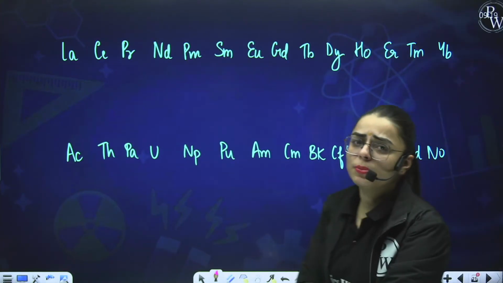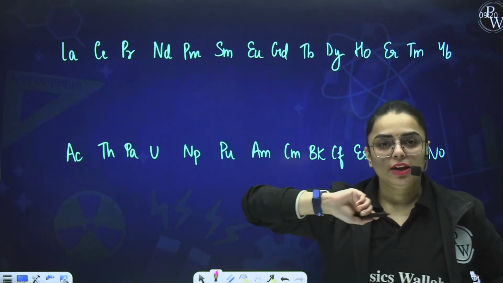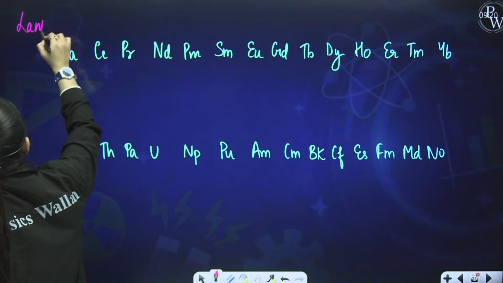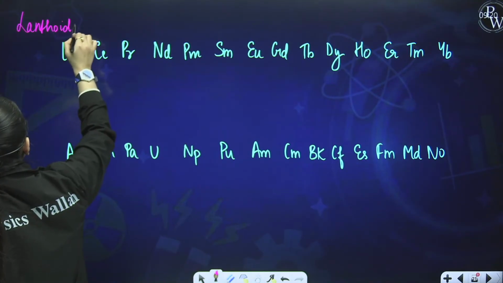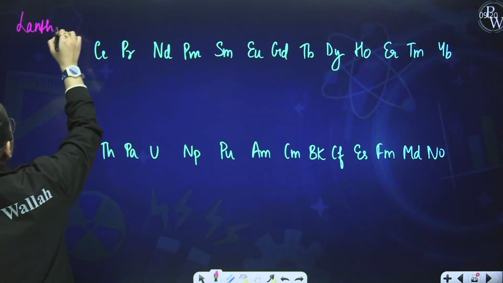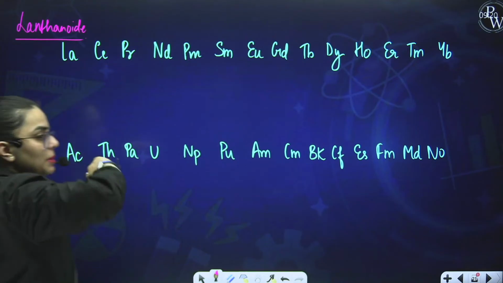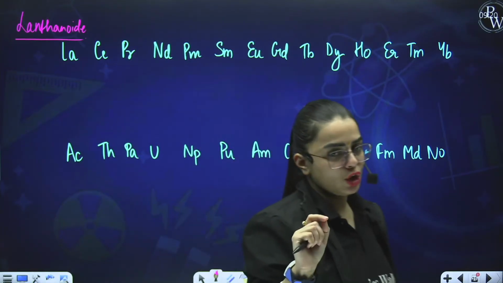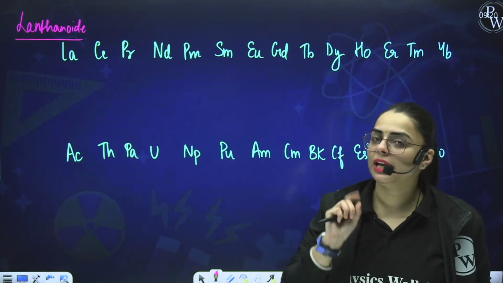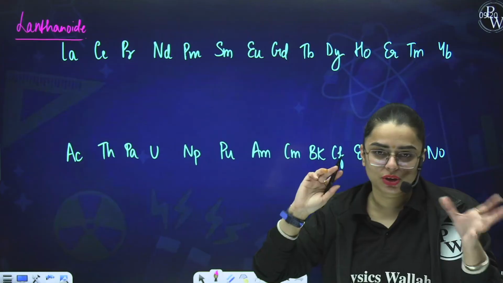Now students, we shall study them in detail. See, it is a very simple topic, the easiest topic. If I talk about the lanthanoid series, both of them come under the category of group number 3. Now you should remember their general electronic configuration, which is very simple, my dear students. I will tell you the simplest trick to remember it.